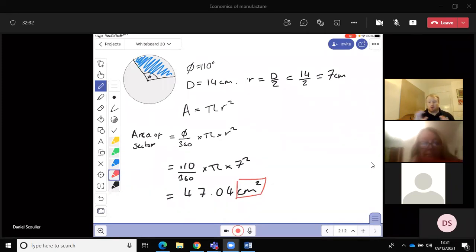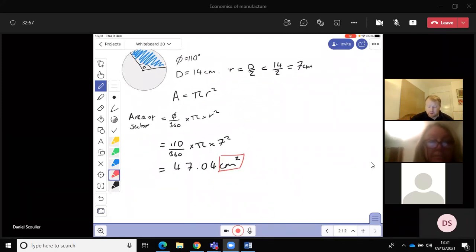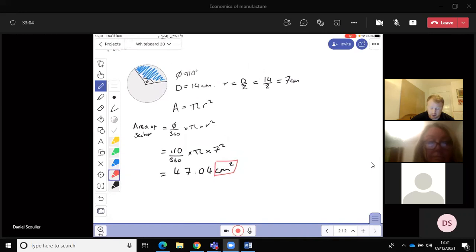Like when we were finding areas of squares, rectangles, triangles, whatever it is, if it's a 2D shape, it's to the power of 2, so centimeters squared. If it's a 3D shape, it's to the power of 3, so centimeters cubed. So just remember that: when it's the area, centimeters squared; when it's the volume, centimeters cubed. So we've got the area of the sector, 47.04 centimeters squared. Nothing complex in your calculator there, nothing out to trick you.